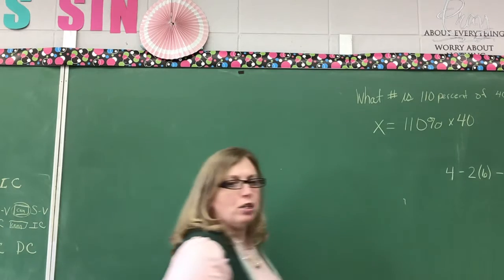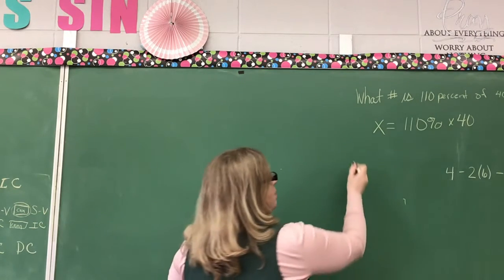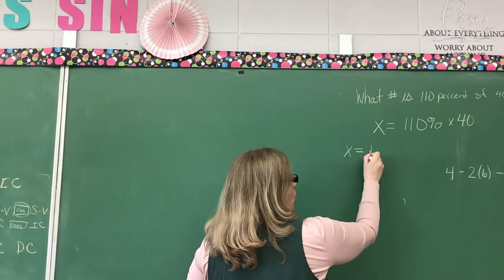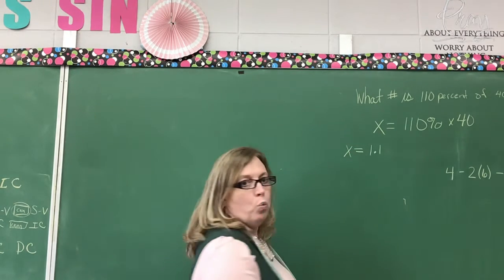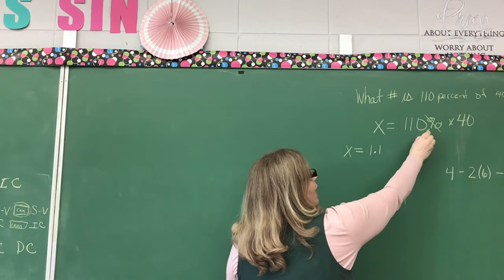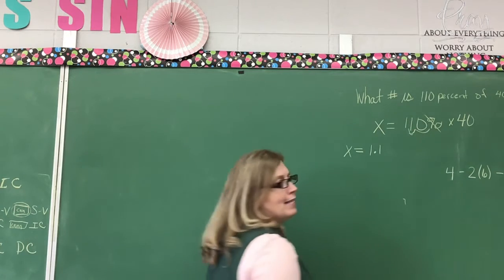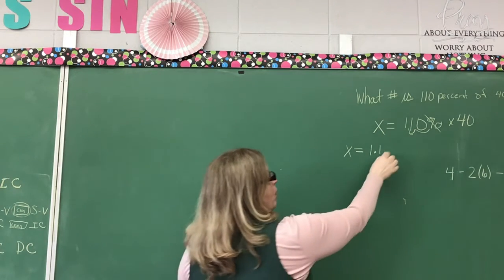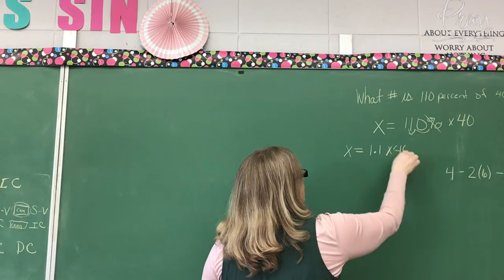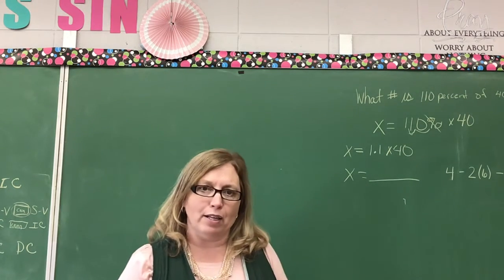Now I can't multiply that percent. What do I have to do? Change the 110% to 1.1. Why? Because when you have a percent, you're going to drop the percent sign and move the decimal. Whoops, made it a little too far. 2 places. Okay? So we have 1.1 times 40. All I'm going to do is multiply to get my answer.